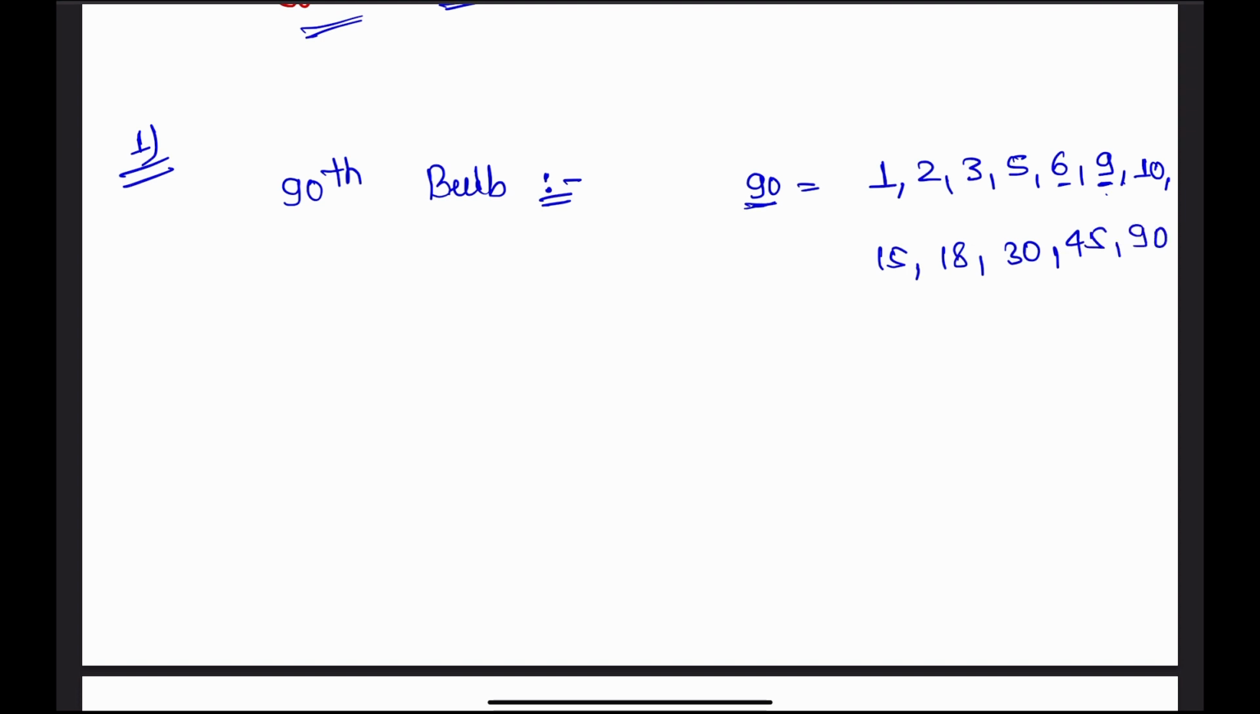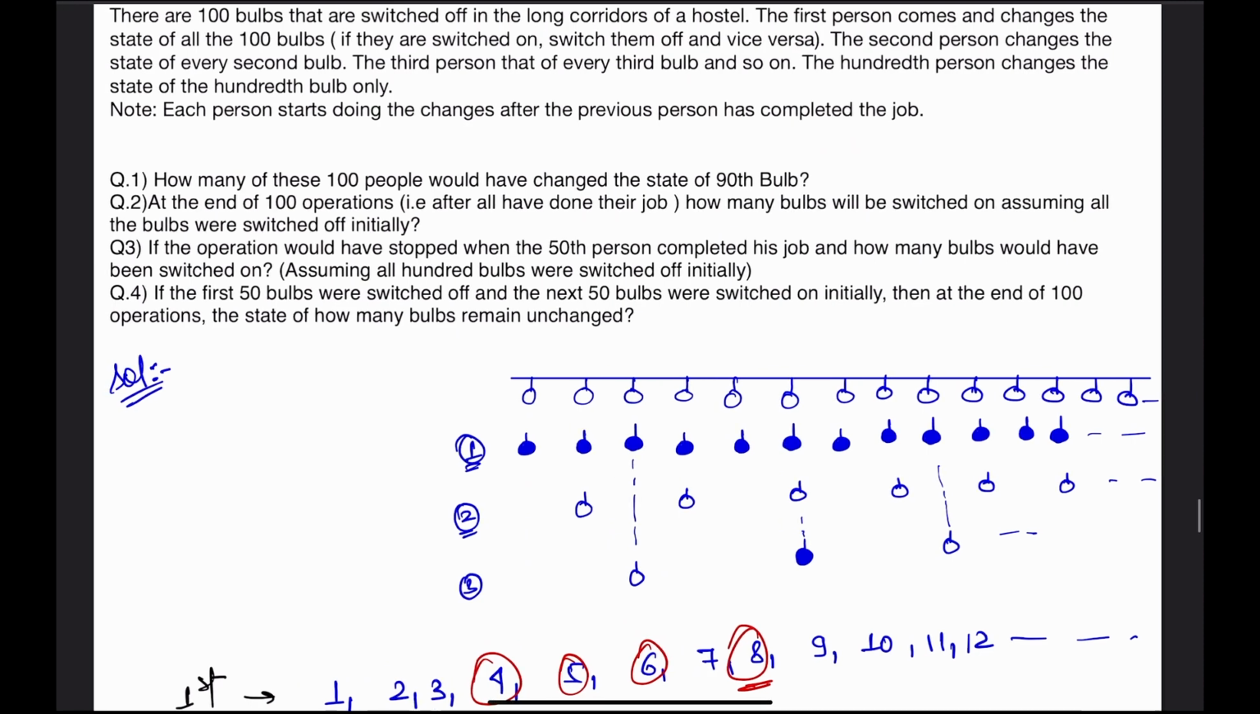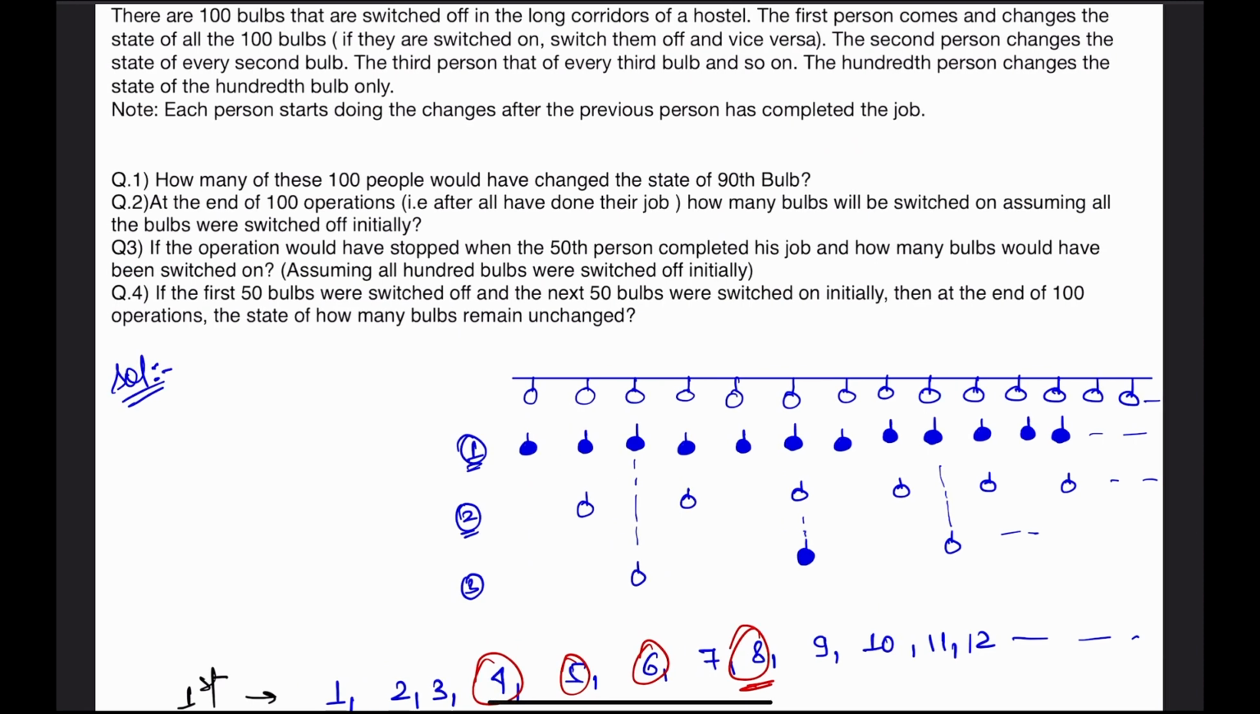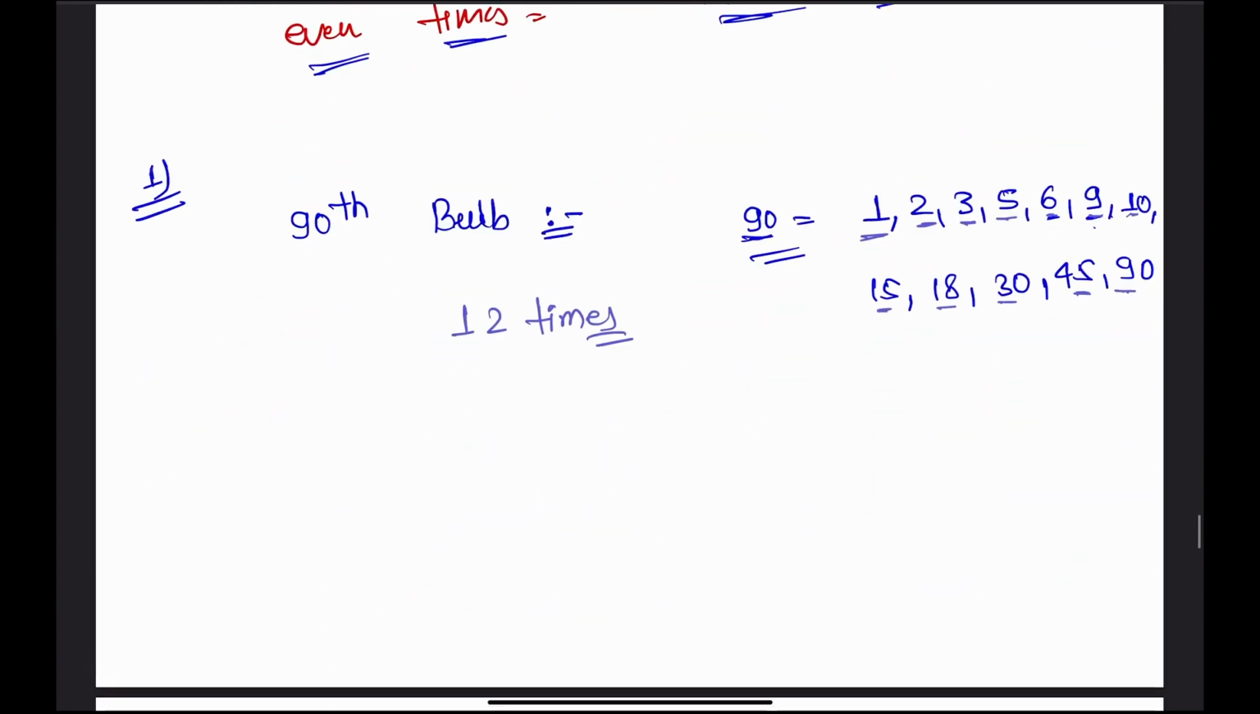So how many times are these factors, how many times is it changing? 1, 2, 3, 4, 5, 6, 7, 8, 9, 10, 11, 12. So the answer to the first question will be 12 times. 12 times it is changing. Let me read the question: how many of these 100 people would have changed the state? It is asking about the people, so it is 12 people.